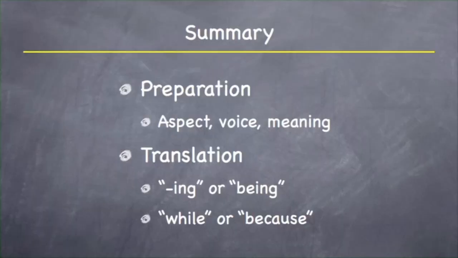Okay, very good. And we saw that when it comes to translating these participles, you have to do a little bit of preparation. You have to figure out the participle's aspect, voice, and meaning, and only then can you start the translation. If it's an active participle, you'll use ing. If it's a passive, you'll use being in the third principal part. And if contextually it makes sense, you can put in while and because. Okay, that's it for the chapter, and we'll get on to our vocabulary, and then I'm going to come back and tell you something at the end.